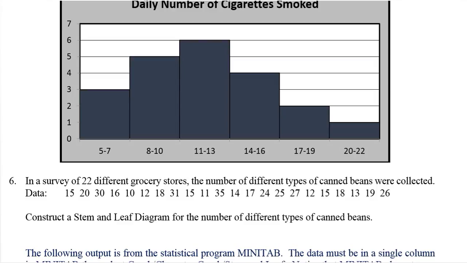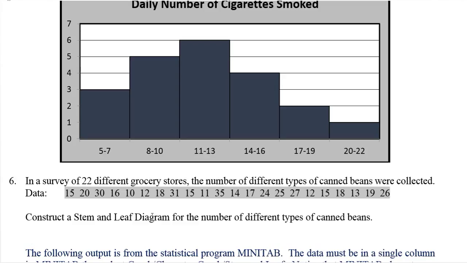Okay, we're back from our previous video, continuing with the set of exercises here. These exercises all have something to do with descriptive statistics, measuring size and relative standing. So here we have a survey of 22 different grocery stores, and the number of different types of canned beans were collected. Depending on the grocery store, they had different amounts of different kinds of canned beans.